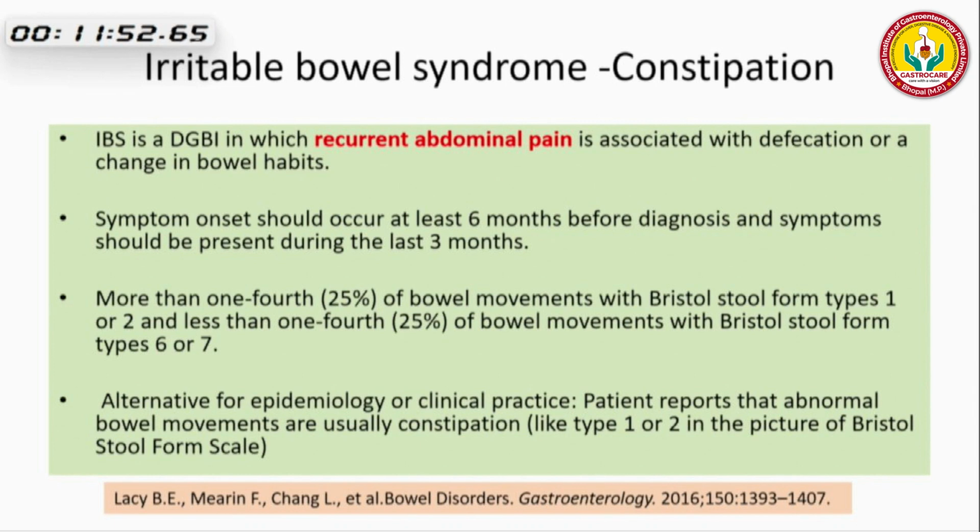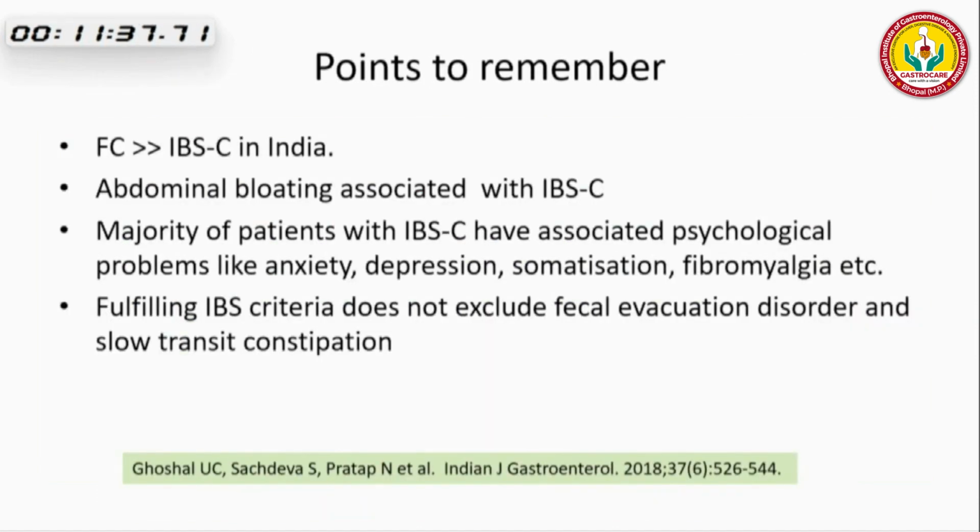Irritable bowel syndrome constipation is the third important subcategory of constipation. The important feature here is presence of recurrent abdominal pain, which is associated with constipation predominant stool types. It is important to remember that in India, patients usually do not complain of abdominal pain. They may report abdominal discomfort or bloating, but abdominal pain per se is less likely. So functional constipation is commoner in India than IBSC.